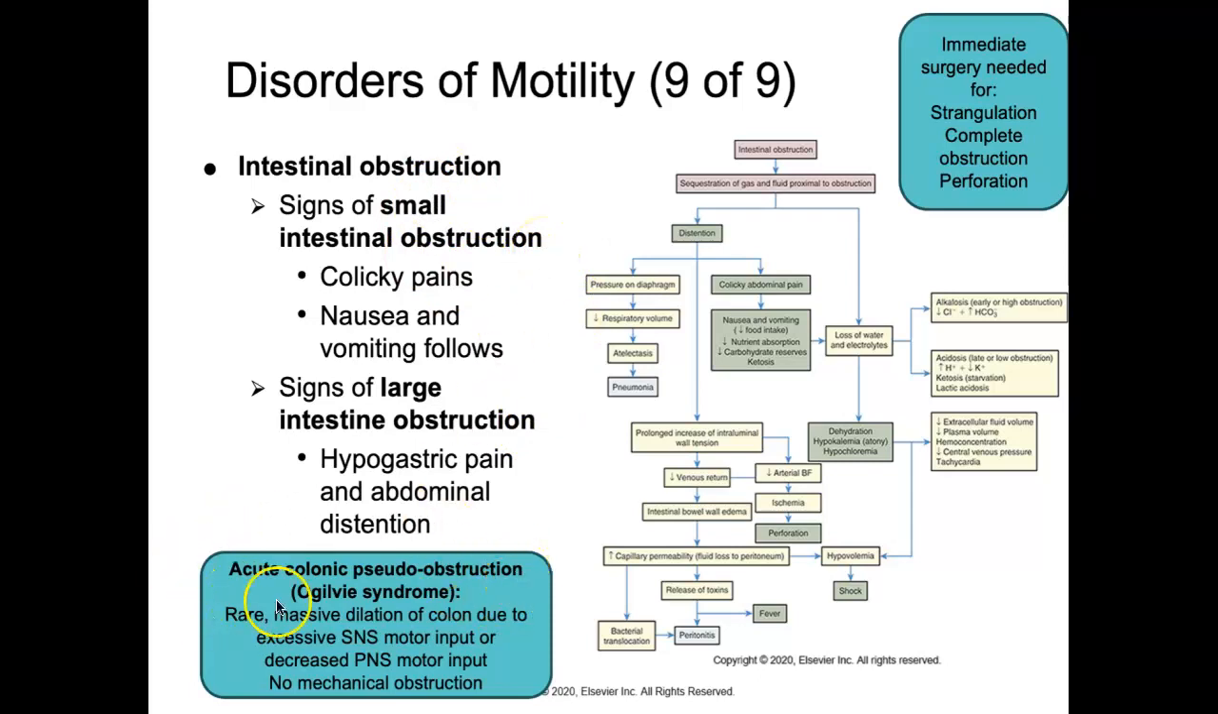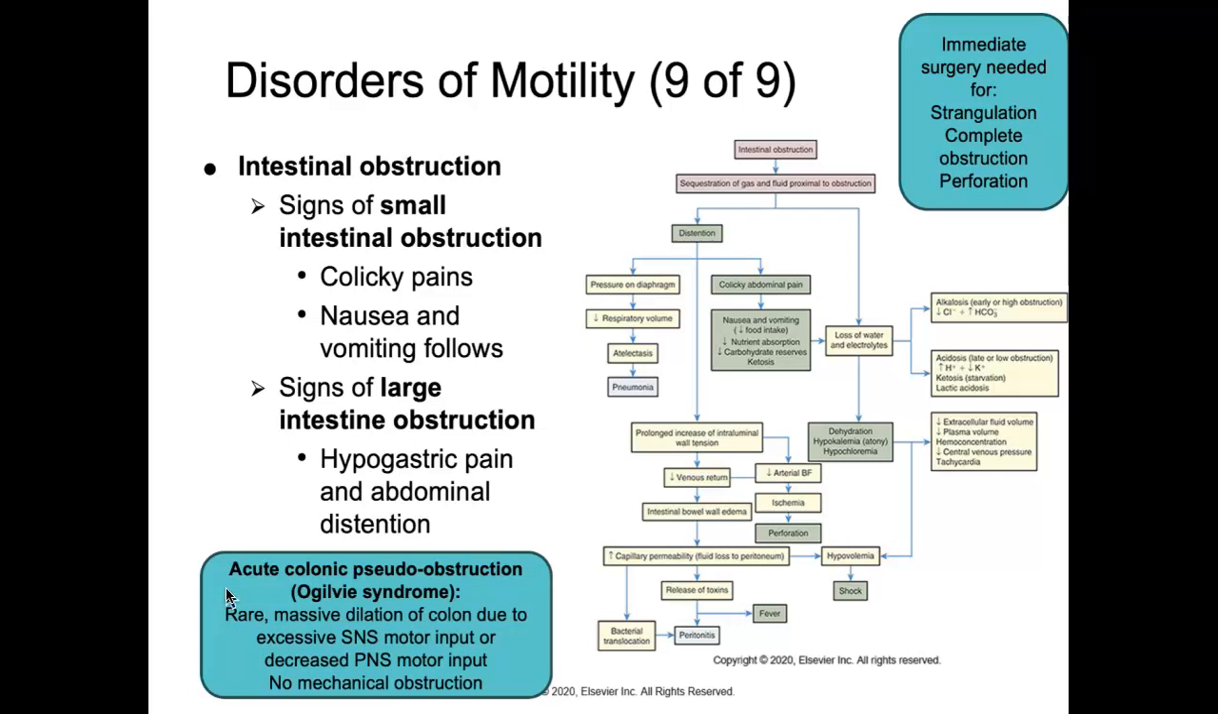And another type of obstruction is going to be acute colonic pseudo-obstruction, also known as Ogilvie syndrome. This is rare and causes a massive dilation of the colon because of an excessive sympathetic motor input or decreased parasympathetic motor input, and there is no mechanical obstruction present. And this only really happens in people who are critically ill and immobilized older adults.